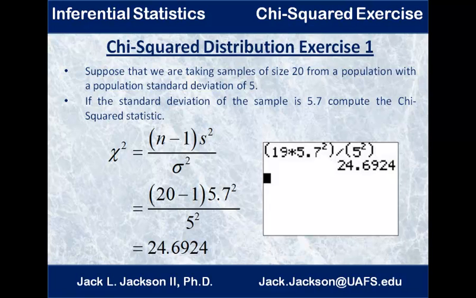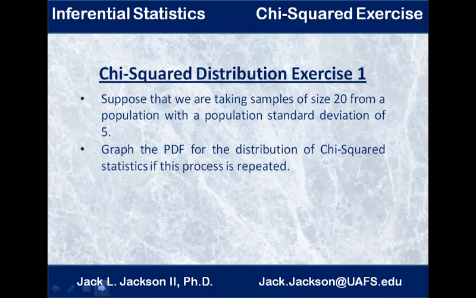So we've sort of standardized it in a way. Not the same way as a z-score, but a similar idea. Alright, now let's try the next part. Suppose that we're taking samples of size 20 from a population where the population standard deviation is 5, and graph the PDF for the distribution of chi-squared statistics. If we were to do this over and over again, each time we would get a different chi-square value. What would the distribution of those chi-square values look like? Okay, you should be able to do this now, so press pause and come back when you get it done.